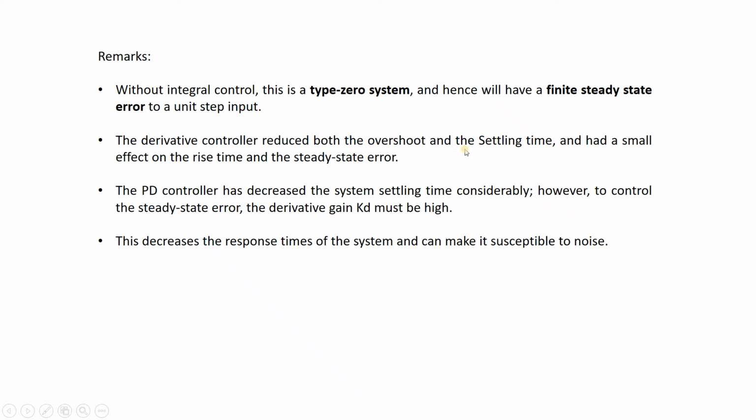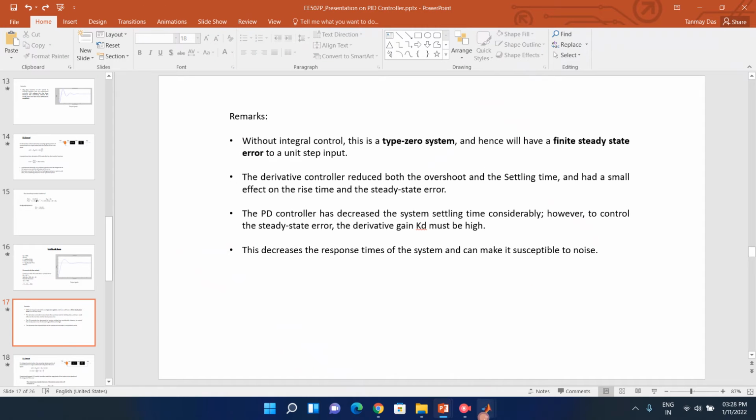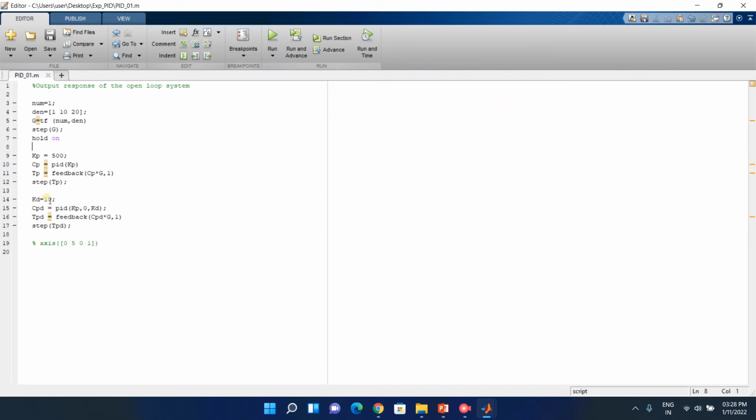Without integral we will not eliminate steady state error. Error will be there, but the derivative controller reduces the overshoot and the settling time. So settling time has reduced, overshoot has reduced, and it had a small effect on the rise time and steady state error. The PD controller has decreased the system settling time considerably. However, to control the steady state error, the derivative gain Kd must be high. This decreases the response time of the system and makes it susceptible to noise.